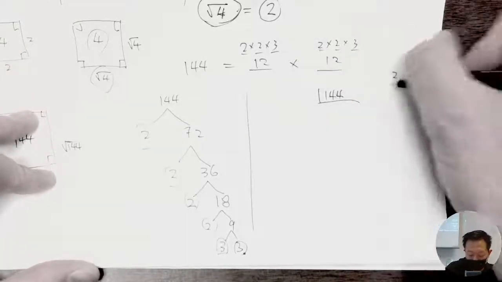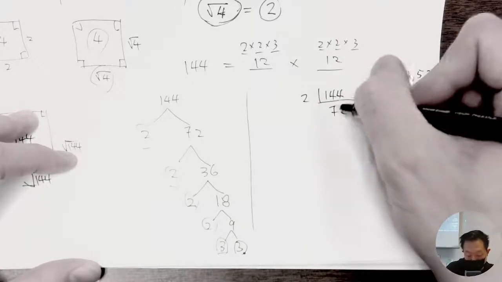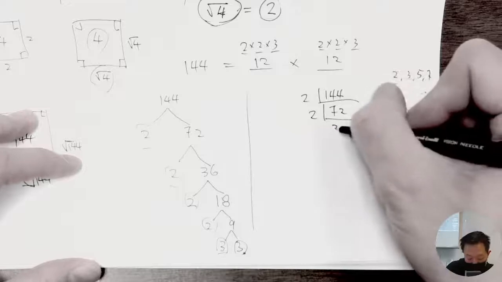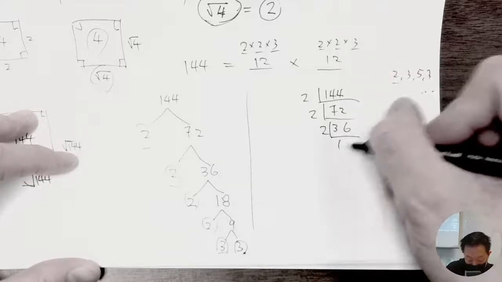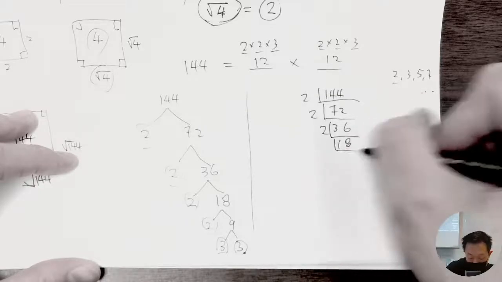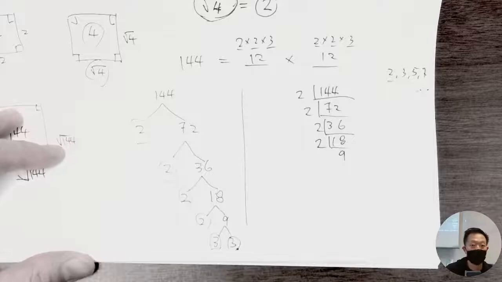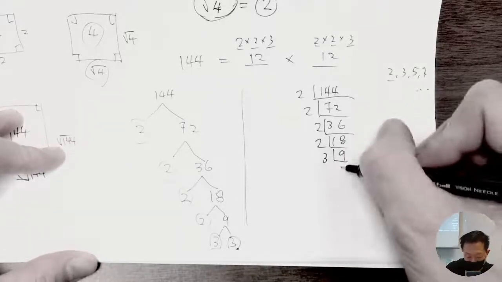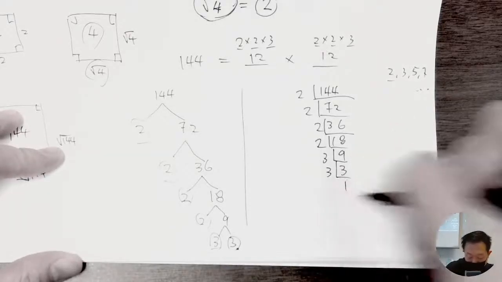So 144, does it divide by 2? Yes, it does. The result will be 72. Does 72 divide by 2? Yes, 36. Does 36 divide by 2? Yes, 18. Does it divide by 2? Yes, it does still. 9. Okay, 9 wouldn't divide by 2. Let's try 3. Yeah, it works. 3, 3. I'm going to go all the way until I have 1 left.